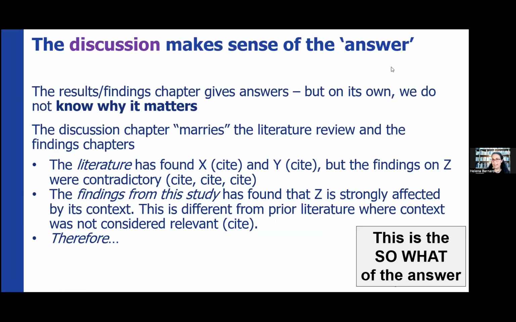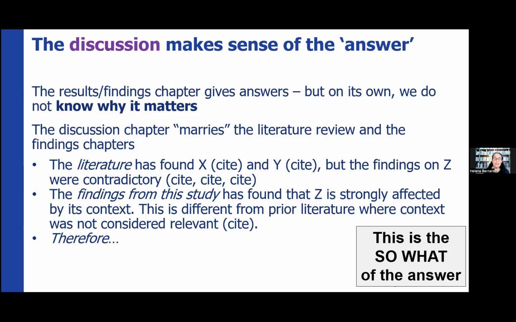The discussion chapter is the so what of the answer. So if your findings are the what, the discussion is the so what. So it makes sense of what it is that the student has found. On its own, we don't know why it matters. And your discussion chapter will typically marry the literature review and the findings chapter. So you can expect to see the literature has found X and Y, but the stuff on Z was contradictory across all kinds of sites. And these can be repeated from your literature review. The findings from the study have found that Z is very strongly affected by its context. That this is different from prior literature where the context was not relevant.